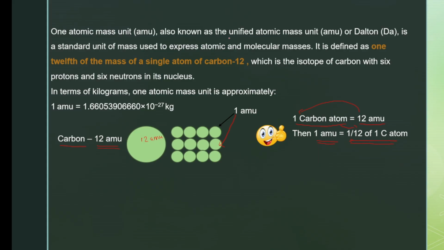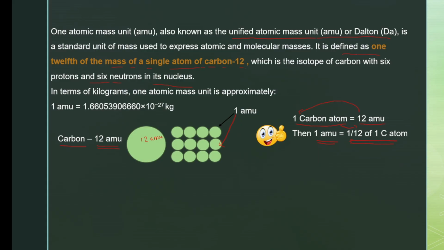1 atomic mass unit is also known as the unified atomic mass unit or Dalton. It is a standard unit of mass used to express atomic and molecular masses. It is defined as 1/12 of the mass of a single atom of carbon 12, which is the isotope of carbon with 6 protons and 6 neutrons in its nucleus. It is considered the standard unit of measuring the mass of an atom.